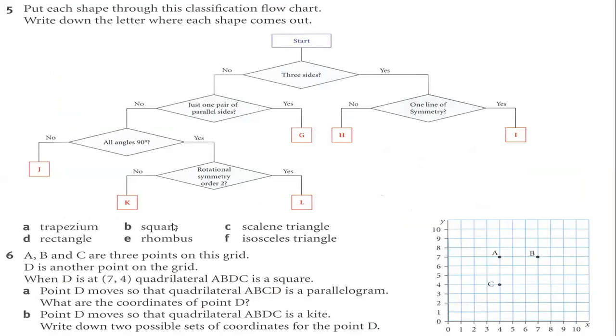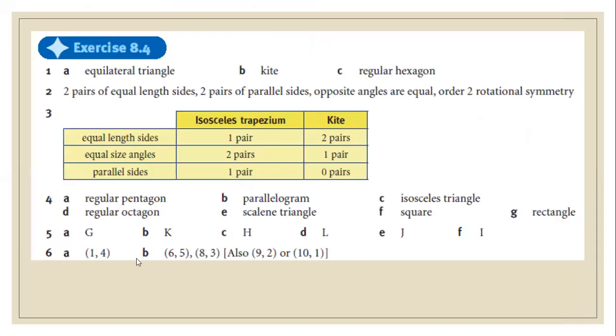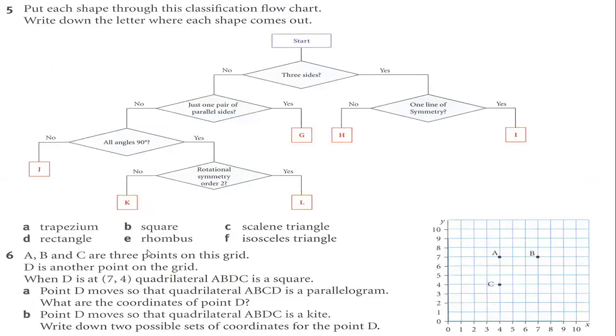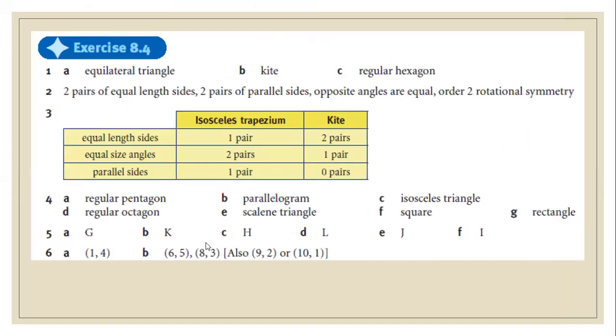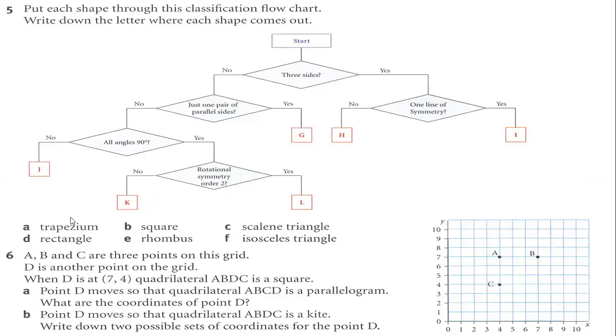Okay, which one is a trapezium, which one has all angles 90. Okay, so he's talking about if yes, the order of rotation is 2. If yes, so it's a rectangle, otherwise it's a square. So K must be a square and L must be, so A must be K. A is a trapezium. But here is just one pair of sides. Okay, so it's not possible. Three sides, yes. If no, then you come here.